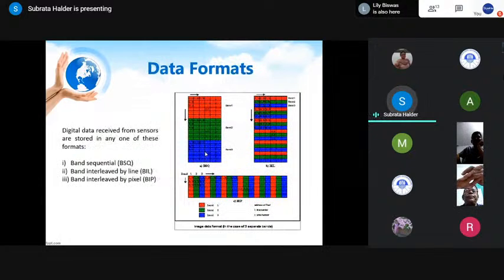The digital records from the sensors are stored in one of these formats: band sequential, that is BSQ, band interleaved by line, that is BIL, and band interleaved by pixel, that is BIP.